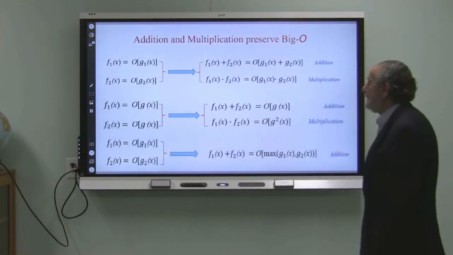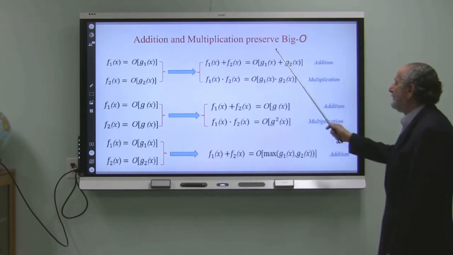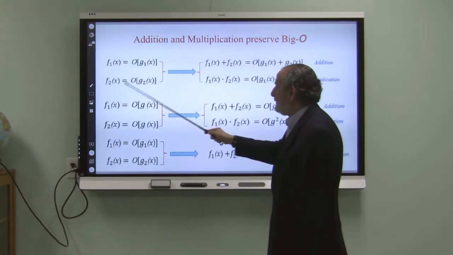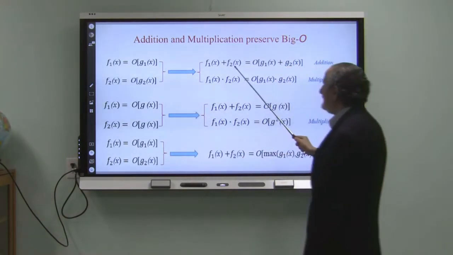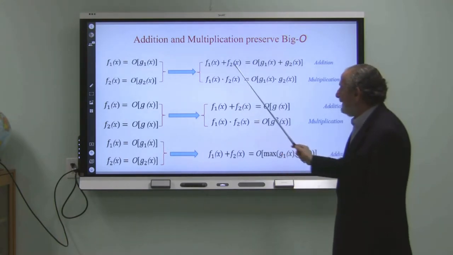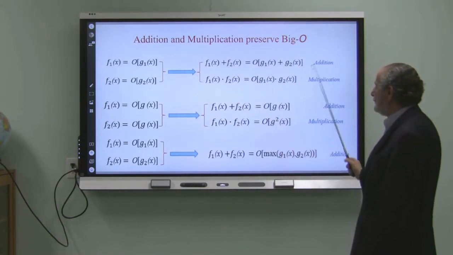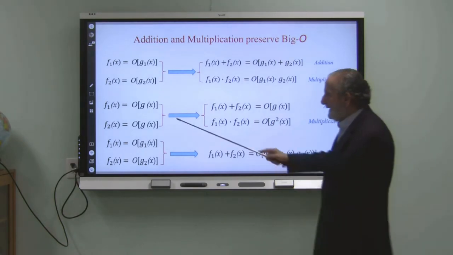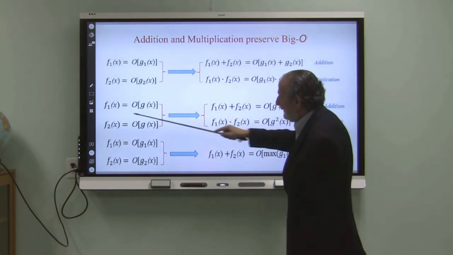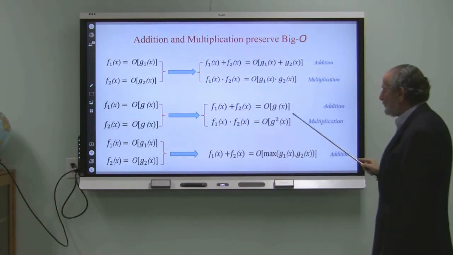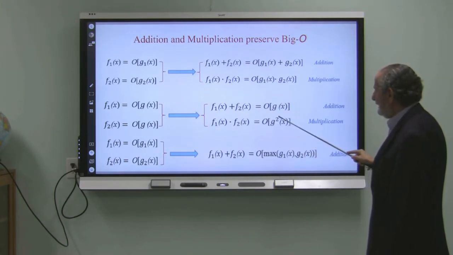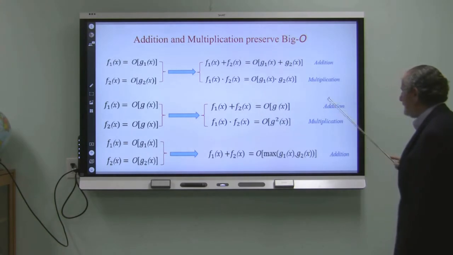Here are the addition and the multiplication. They preserve big O. So f1 is big O G1, f2 is big O G2, then f1 plus f2 is big O G1 plus G2, addition. And f1 times f2 is big O G1 times G2. Now, if it happens that G1 and G2 are the same, then f1 plus f2 will be big O Gx, and f1 times f2 is big O G to the power 2x, addition, multiplication.